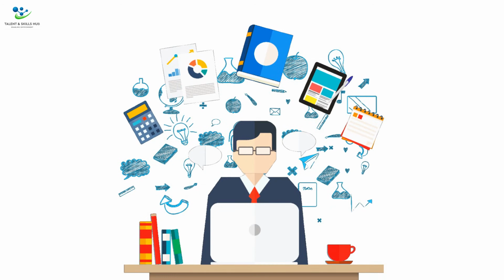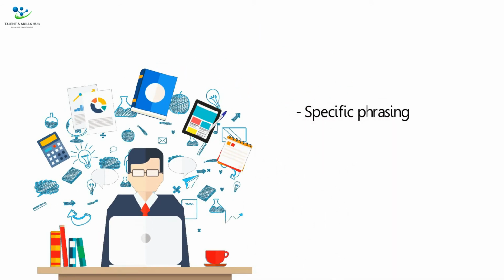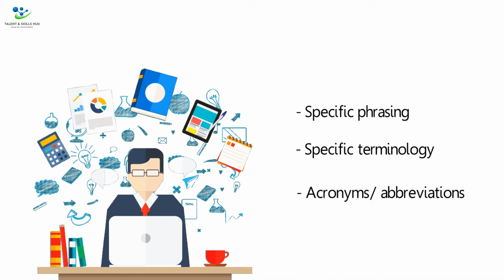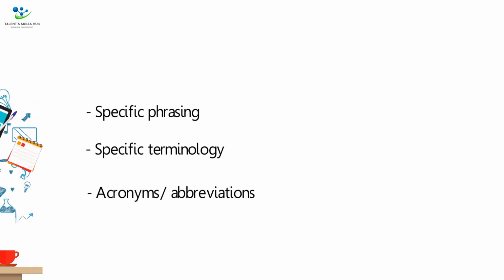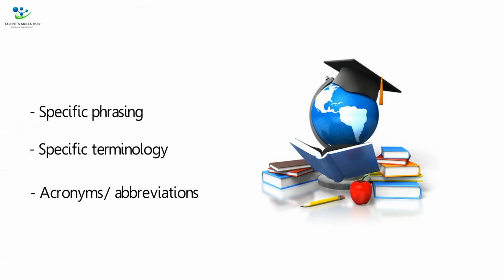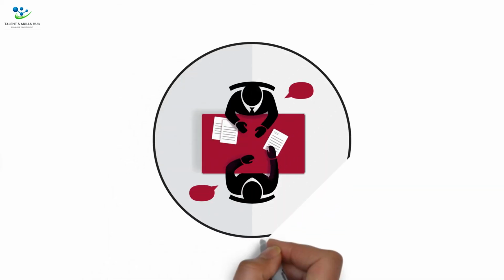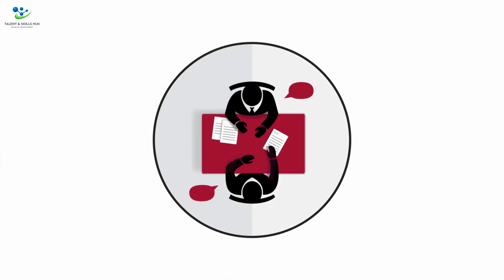Academic conventions. Whatever discipline you belong to, there will be certain conventions of academic writing. For example, specific modes of phrasing, specific terminology, recognized acronyms or abbreviations, and etc. It is important that you familiarize yourself with these conventions, and the best way to do this is through reading thesis, articles, and other texts in the field. Ask your professor if you are unsure of the specific conventions for academic writing in your discipline.